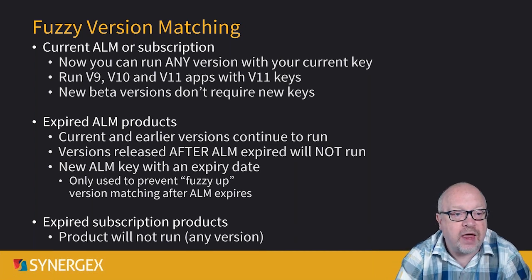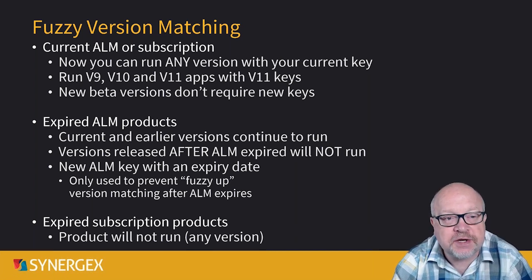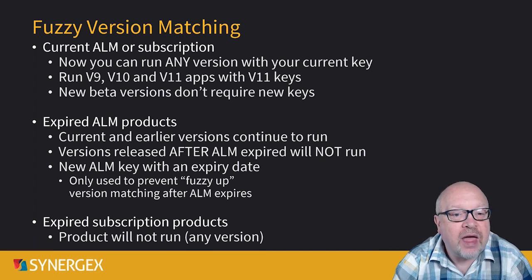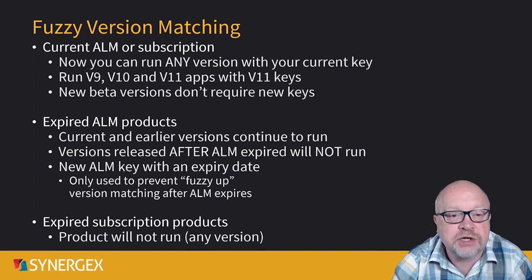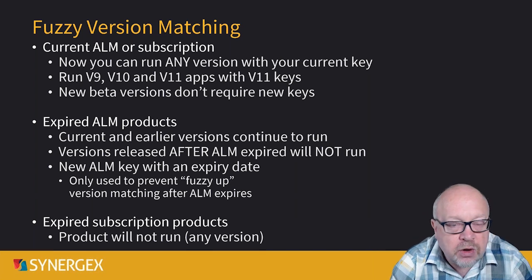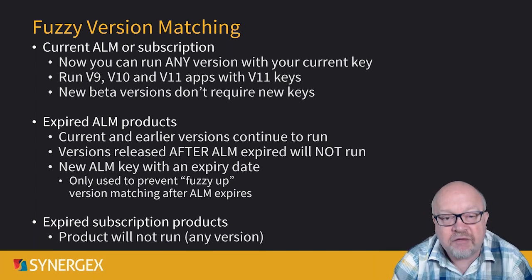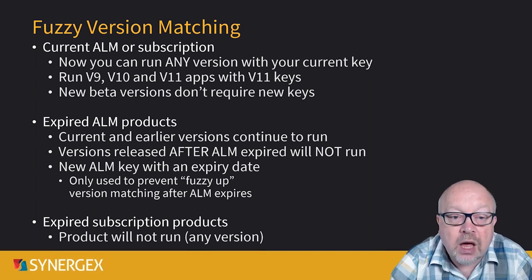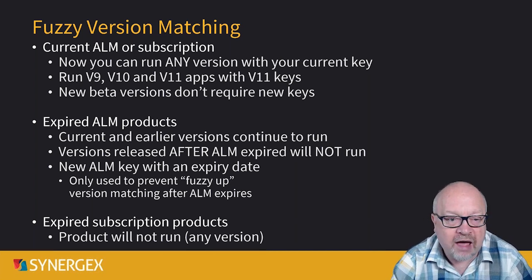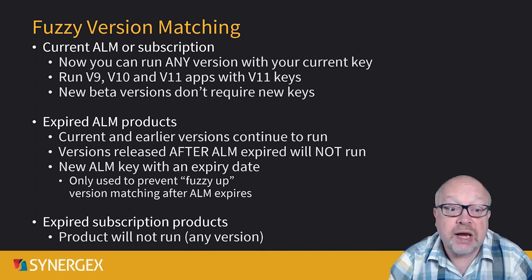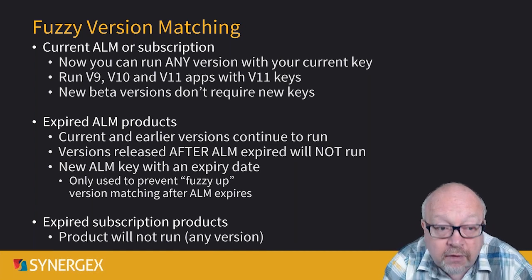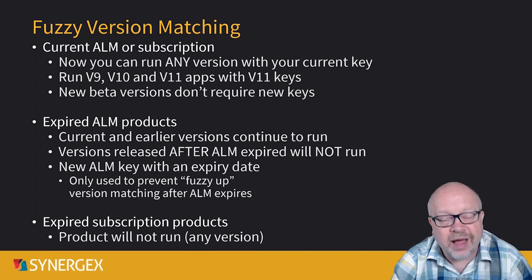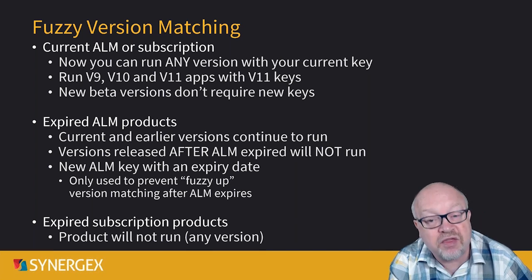There is something new in the REV11 world as well that's called fuzzy version matching. Love the name. This basically comes into play whenever you have a current ALM or a current subscription license. The change is that you can basically use whatever keys you have to run whatever versions of your software. So it's not critical that you get your version 11 keys as soon as or before you install your version 11 environment, for example. So you can run, well, actually, that's not true. The reverse. You can run V9, V10, and V11 apps with your V11 keys.